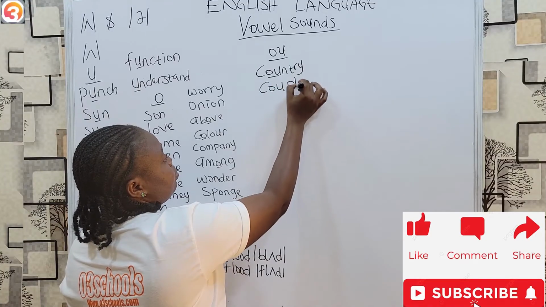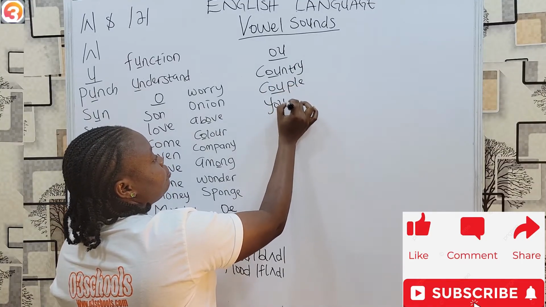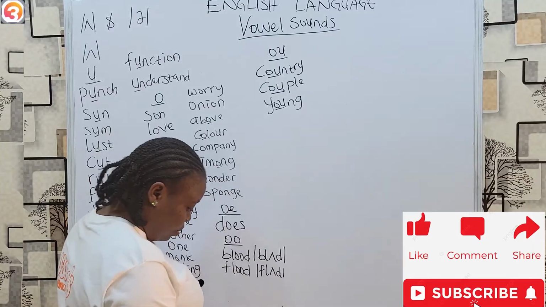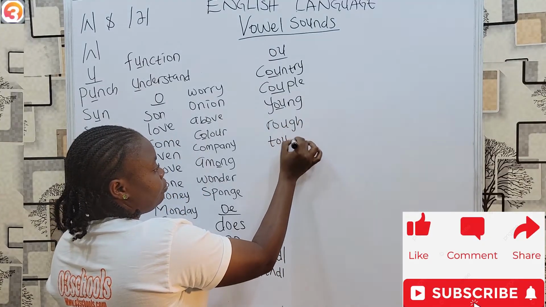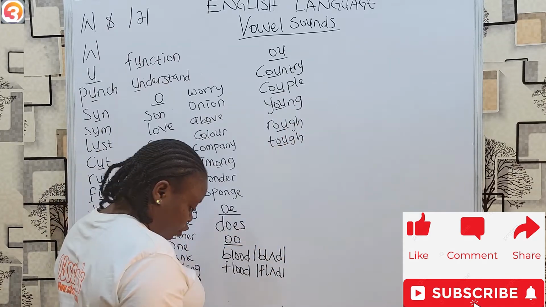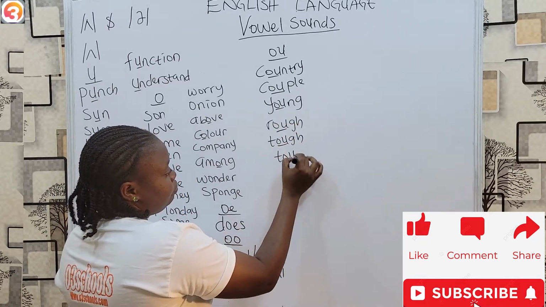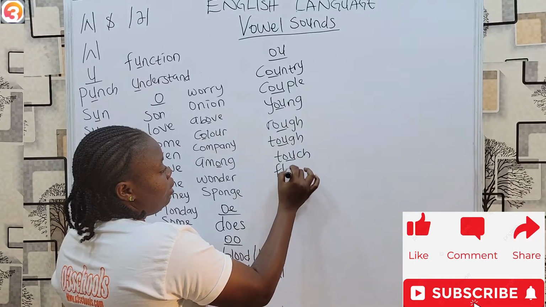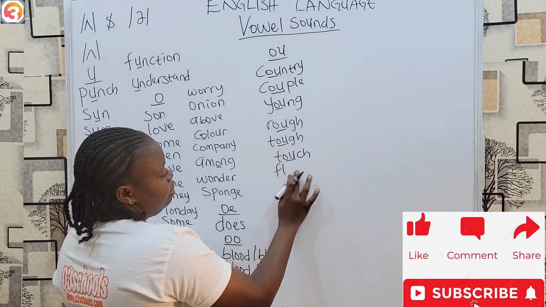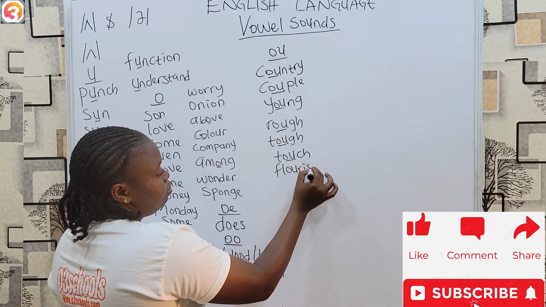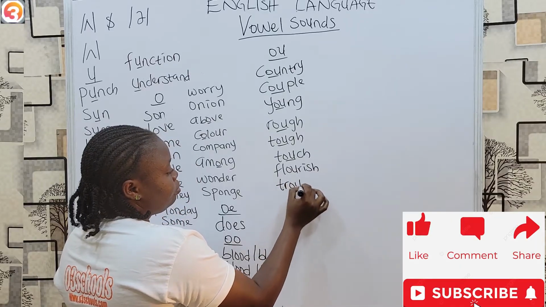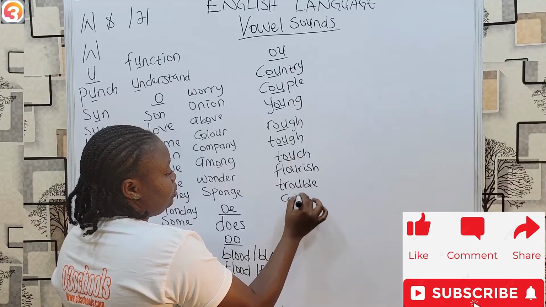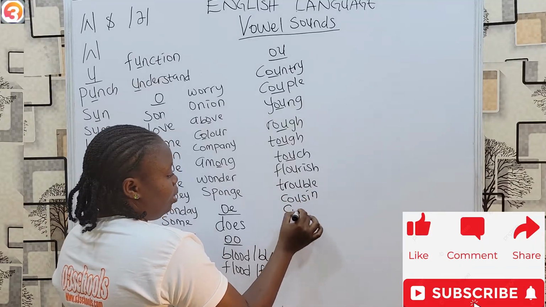Other words include young, rough, tough. Mindful of the OU, touch, flourish. Don't mind my spelling. Flourish, trouble, cousin, courage.